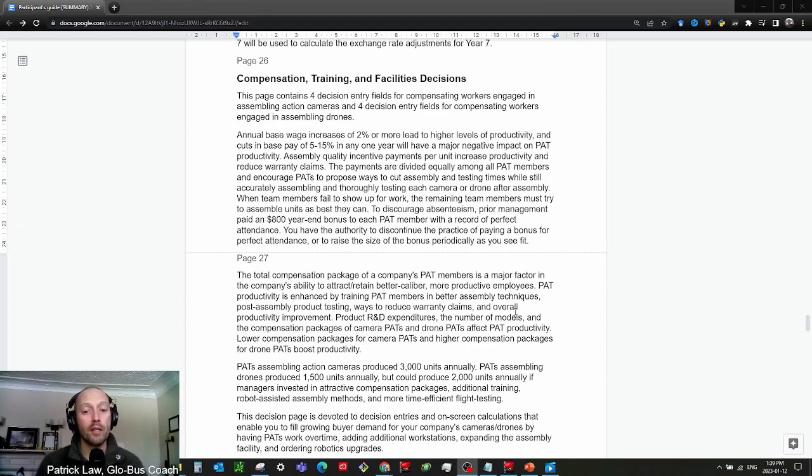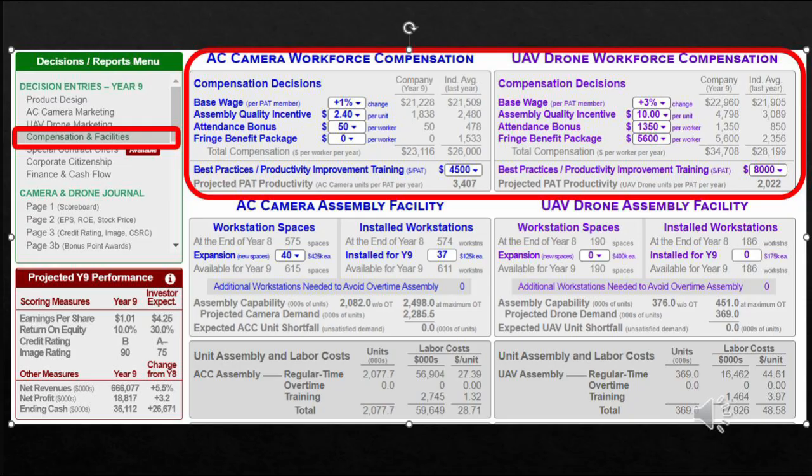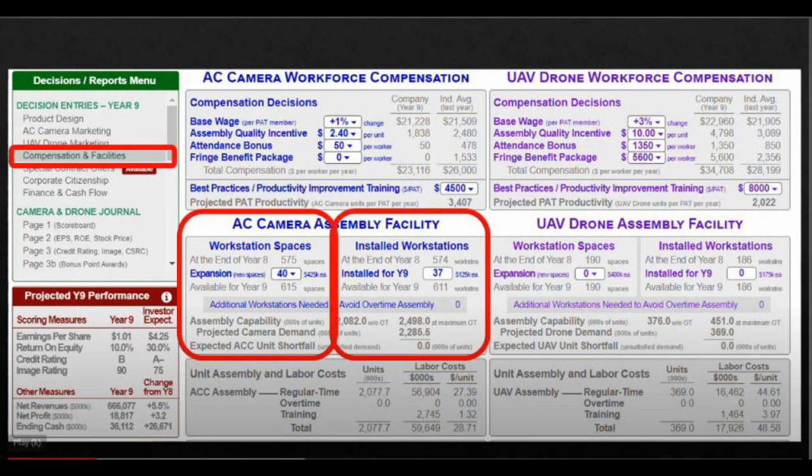This decision page is devoted to decision entries and on-screen calculations that enable you to fill growing buyer demand for your company's cameras, drones by having PATs work overtime, adding additional workstations, expanding the assembly facility, and ordering robotics upgrades. Your company's AC camera assembly facility has space for 300 workstations, but only 280 workstations have been installed.